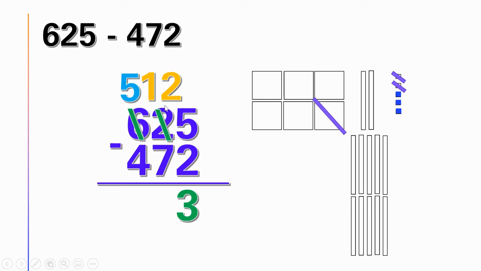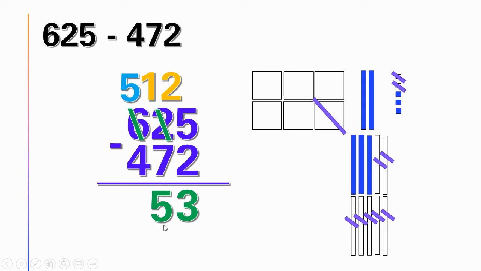Now we have enough tens rods to take away 7 tens. So we're going to cross out 7 tens and we'll shade in the other tens rods that we have. We have 1, 2, 3, 4, 5 tens rods. So that's why we're going to put a 5 in the tens place. 12 tens minus 7 tens is 5 tens.